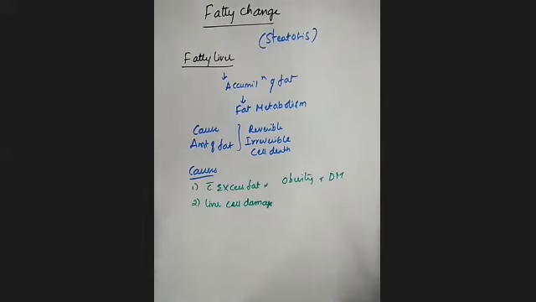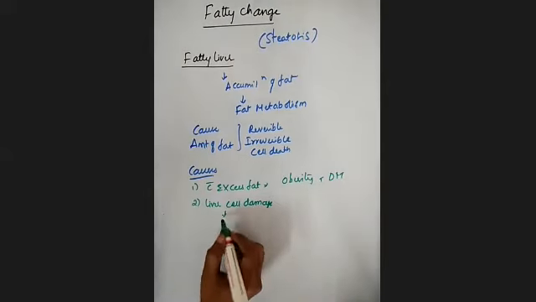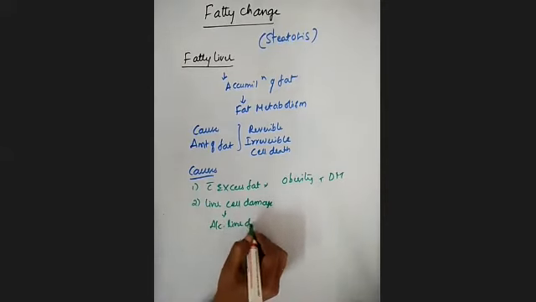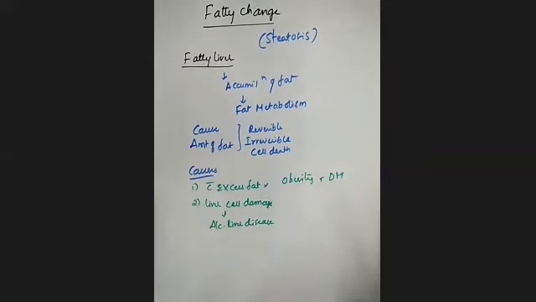Examples here include alcoholic liver disease. Those who are taking alcohol have a chance of damage to the liver cells, so this is also one of the causes for fatty liver. The next one is starvation. Because of starvation there is also a chance of liver cell damage. The next one is hypoxia, which is also a condition where the liver cells undergo damage.